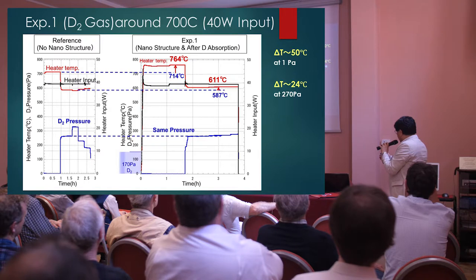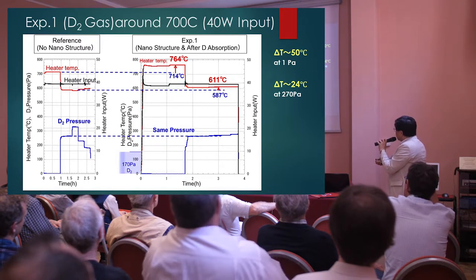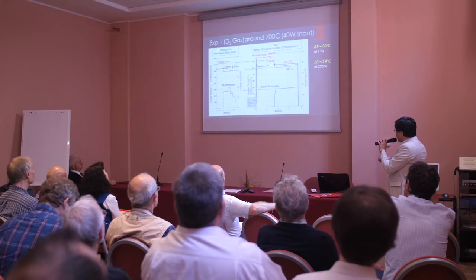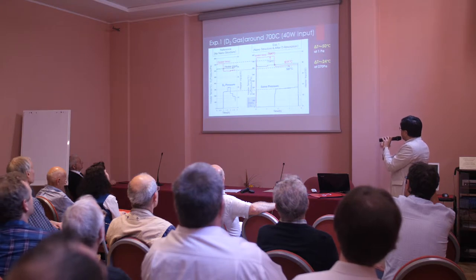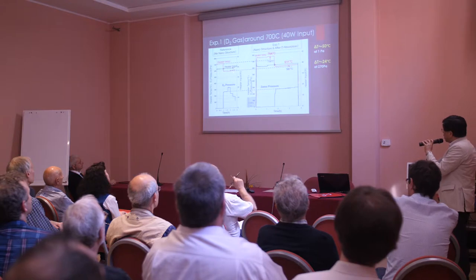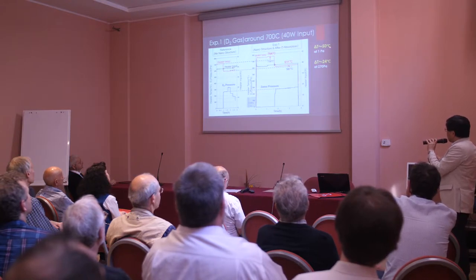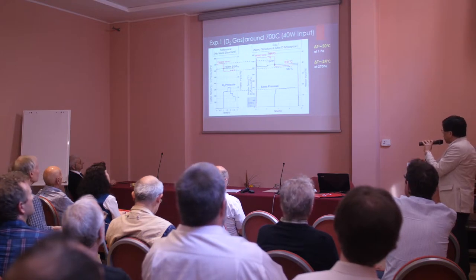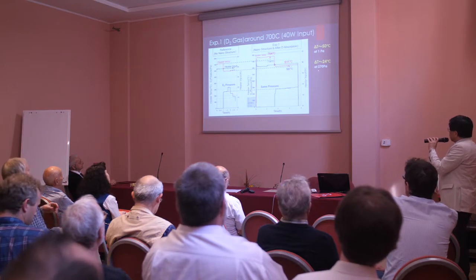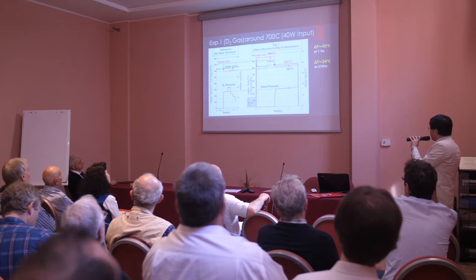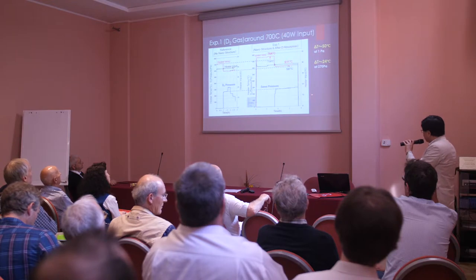So the heater temperature for the blank run is about 714 degrees centigrade. But for the foreground run with nanostructure, we have 764 degrees centigrade. The difference between the blank run and the foreground run is about 50 degrees centigrade. And if we input the D2 gas like this, about 270 Pascal, we also observe the difference between the blank run and the foreground run.